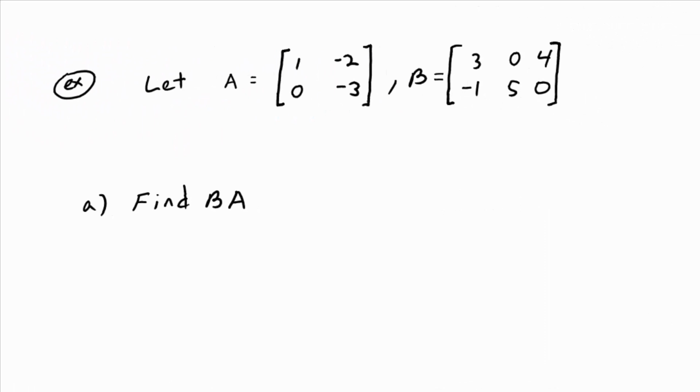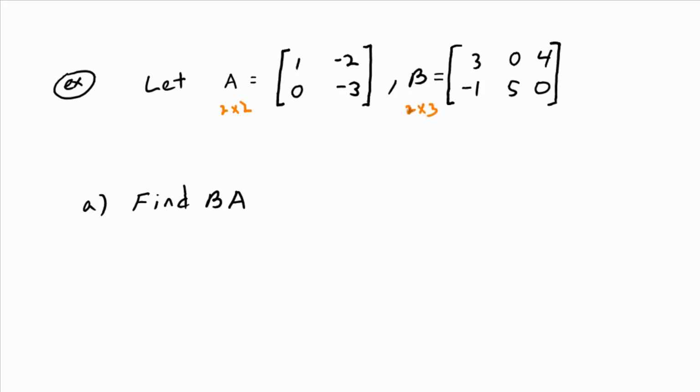So we have matrix A with entries 1, -2, 0, -3. Matrix B, 3, 0, 4, -1, 5, 0. Find B times A. Let's analyze the orders. What's the order of A? 2 by 2. What's the order of B? 2 by 3.